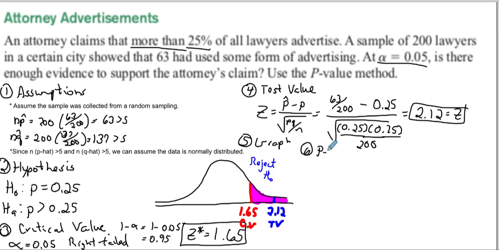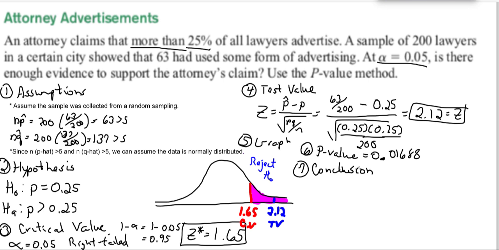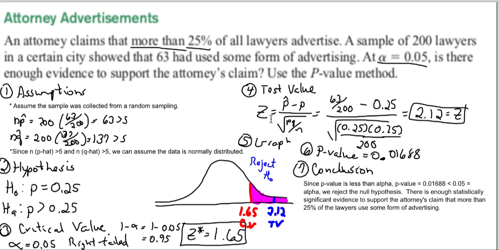All right. Step 6, find our p-value through our calculator. My p-value is going to be equal to 0.01688. Compare that p-value to alpha and write our conclusion sentences. Since p-value is less than alpha, p-value is equal to 0.01688, which is less than 0.05, which equals alpha. We reject the null hypothesis. There is enough evidence to support the attorney's claim that more than 25% of the lawyers use some form of advertisement.